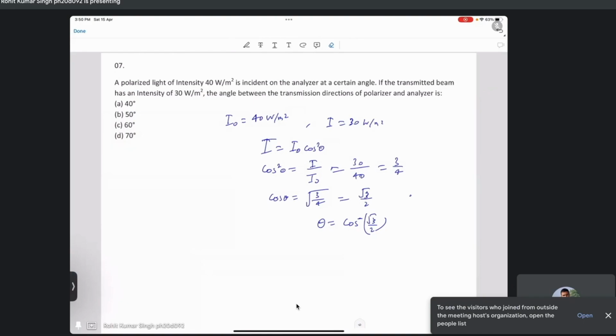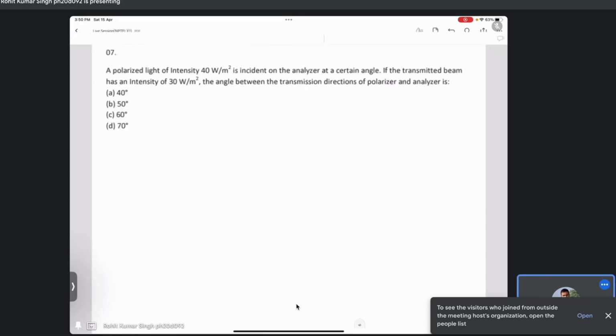Okay, thank you. So what I was saying, cos 60 is 1 by 2, right? I mean, cos 30, so the theta should be 30 degree, right? Yeah, but here the options are all wrong, I think. It should be 30 degree, no problem. It's clear, right? This problem is just an application of Malus law.